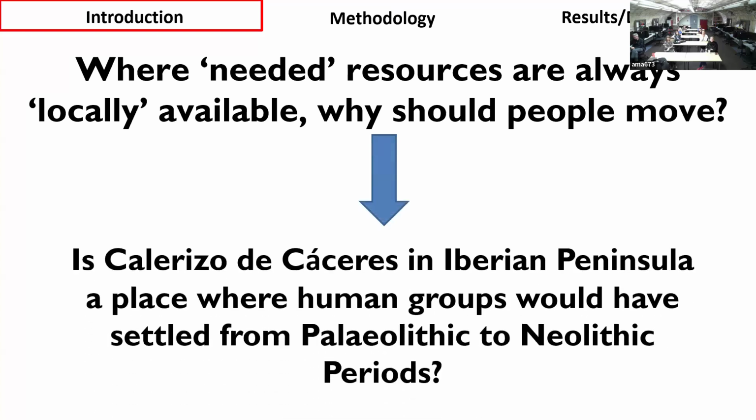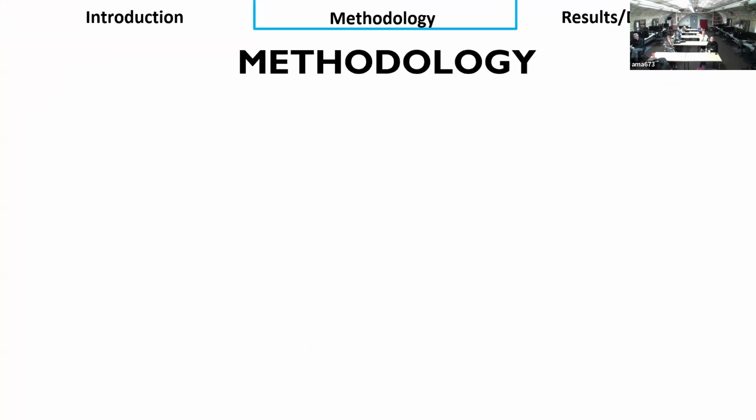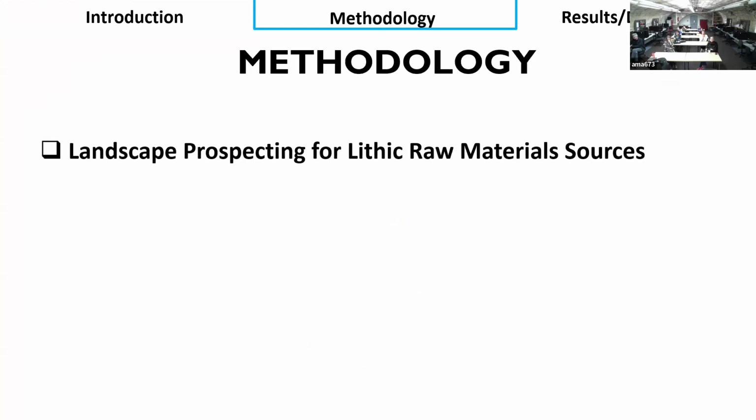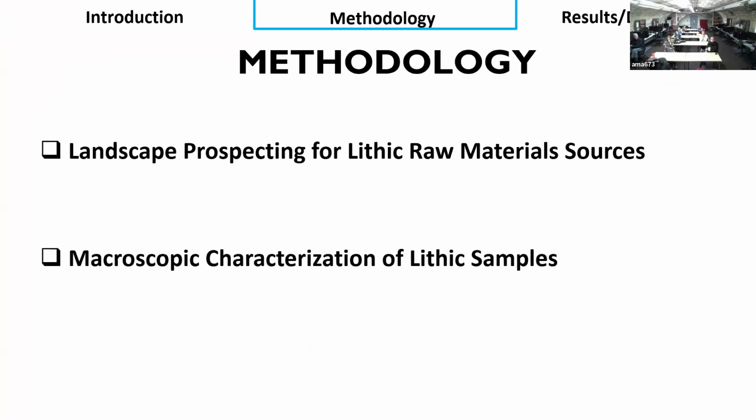So the hypothesis is Calareto de Cáceres in the Iberian Peninsula, a place where human groups would have settled from Paleolithic to Neolithic periods. This was one of the questions I wanted to answer for my PhD, and I'll get to it shortly. So for the methodology, I did landscape prospecting for lithic raw material sources. Then I did macroscopic characterization of lithic samples and archaeological samples as well. Then I did some spatial analysis.